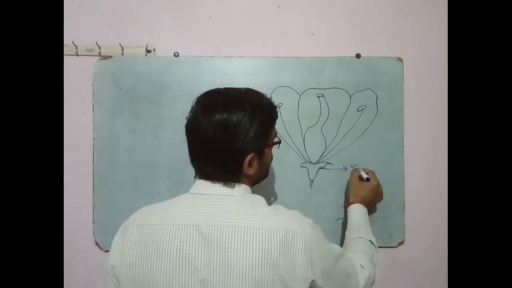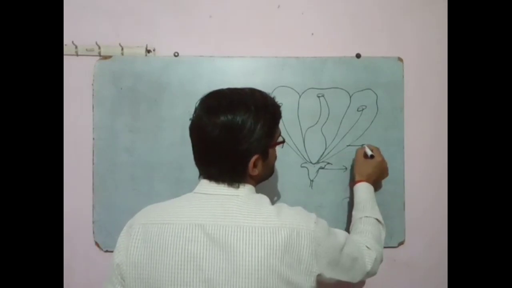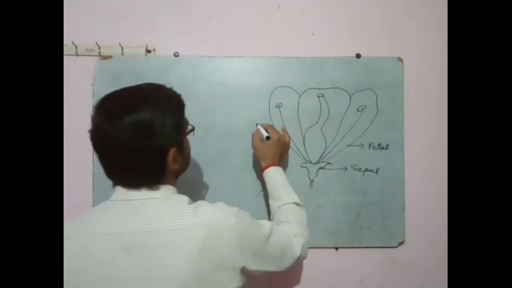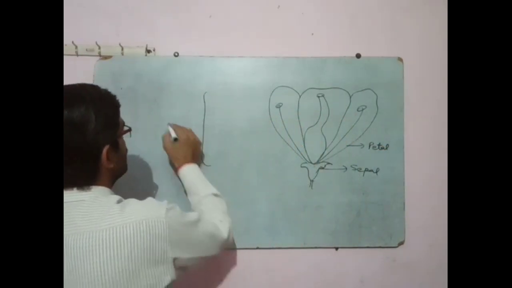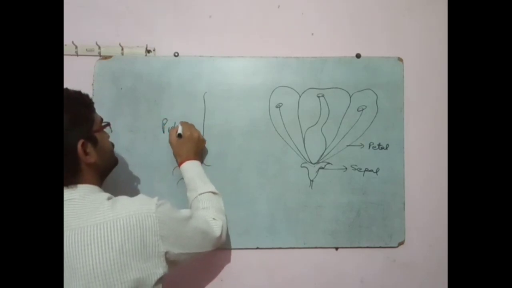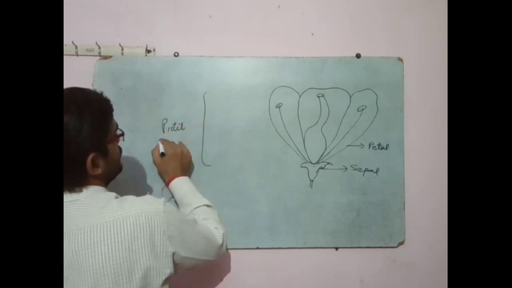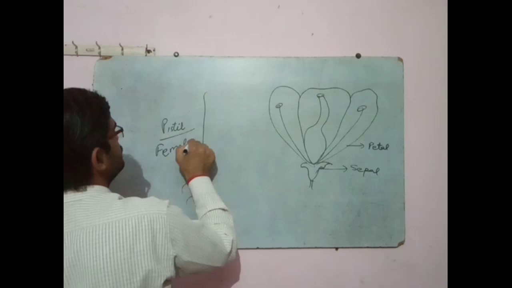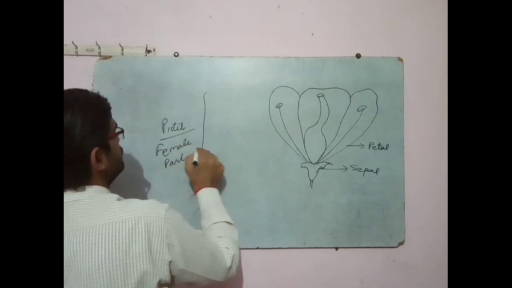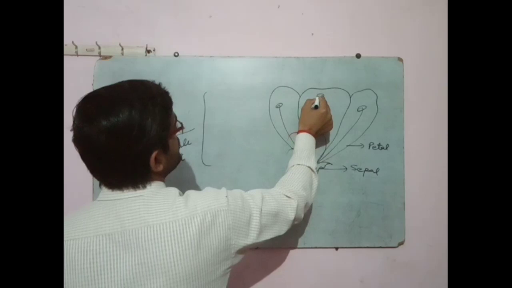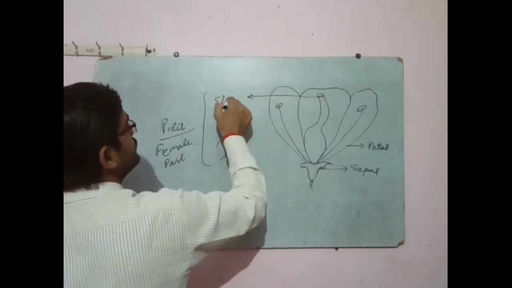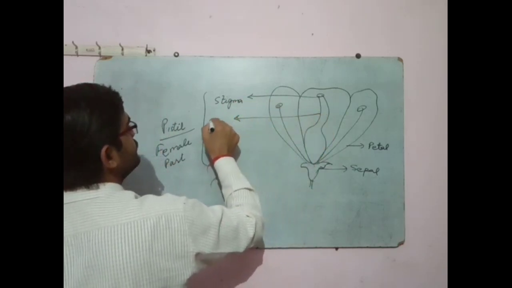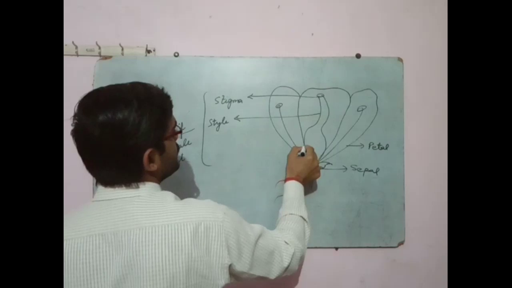This is sepal, this is petal, and this is pistil, or we can say female part. It has three main parts: stigma, style, and ovary.